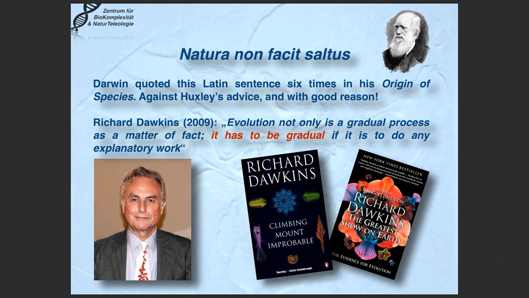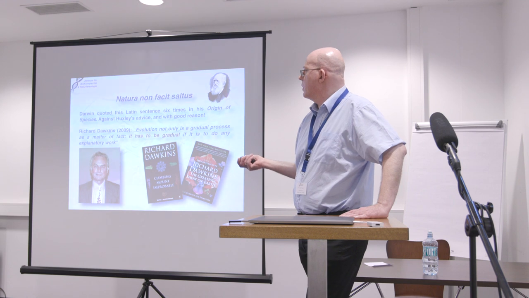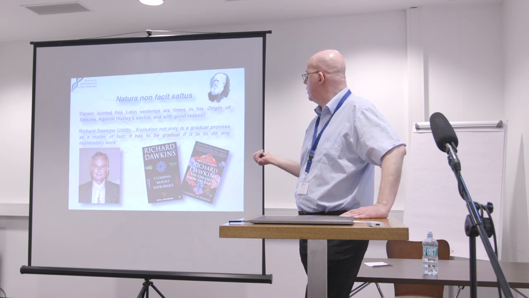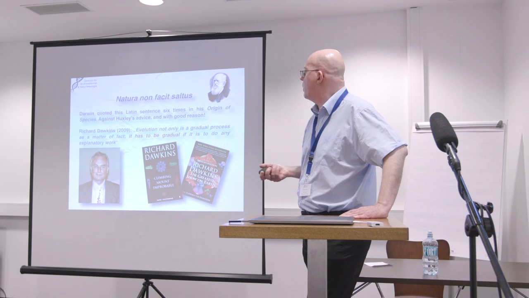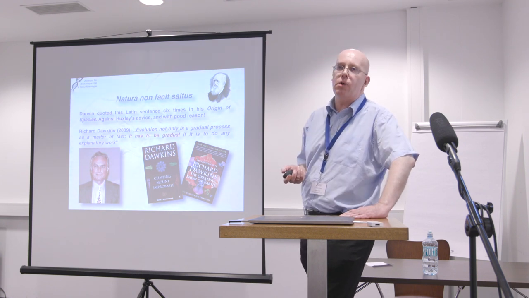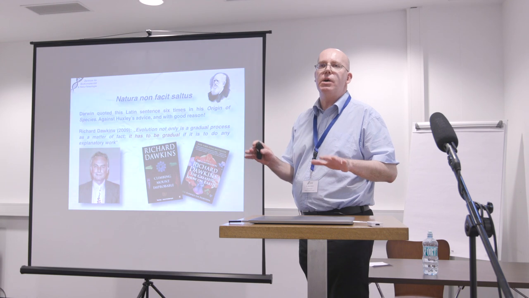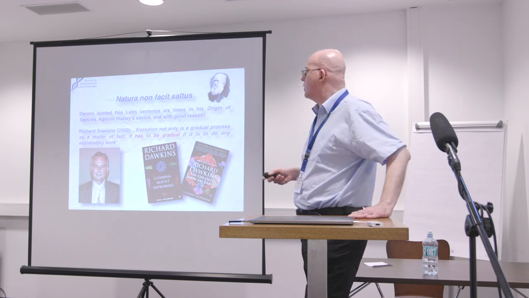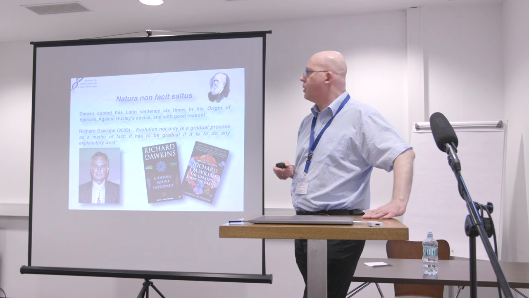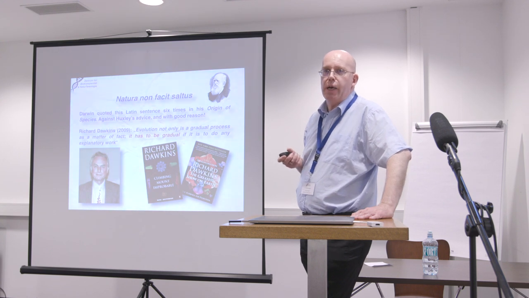And it's not just a fact of history. This is still an essential and not an optional part of evolutionary theory. You can see in Richard Dawkins' writings, 2009, he wrote in The Greatest Show on Earth, evolution not only is a gradual process, as a matter of fact, it has to be gradual if it is to do any explanatory work. And by the way, this has nothing to do with stuff like punctuated equilibria. Punctuated equilibria of Gould is still a kind of gradualism. This affects just specific species-to-species transitions, not what we would call macroevolution. So gradualism is very essential to the explanatory power of the Darwinian or Neo-Darwinian paradigm.